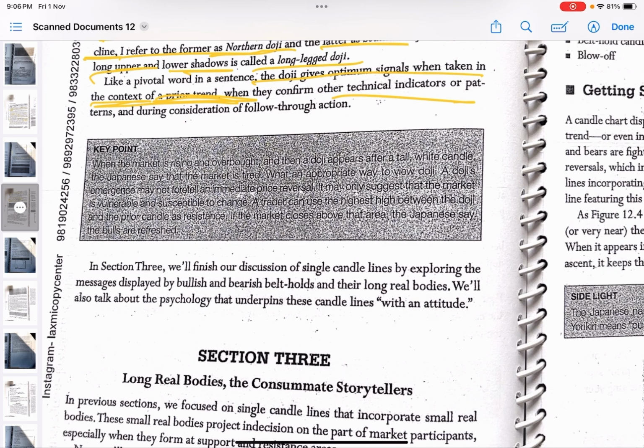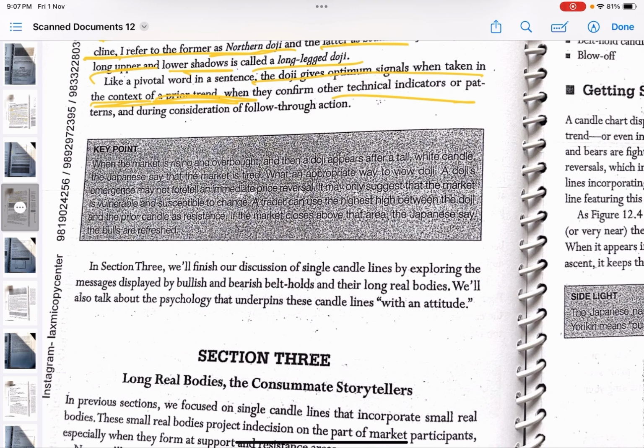Let's see the key point. When the market is rising and overbought, and then a doji appears after a tall white candle, the Japanese say that the market is tired. What an appropriate way to view a doji. A doji's emergence may not foretell an immediate price reversal. It may only suggest that the market is vulnerable and susceptible to change.